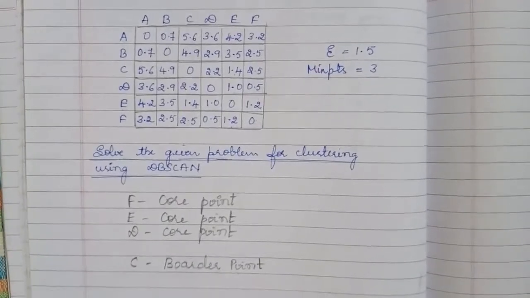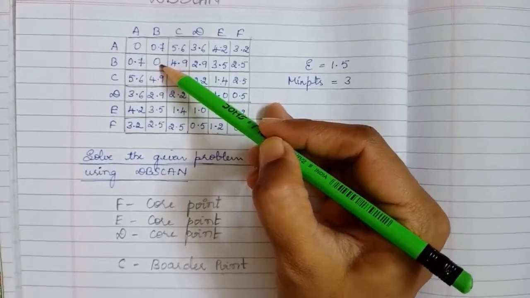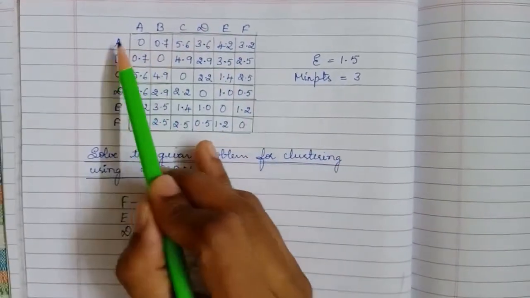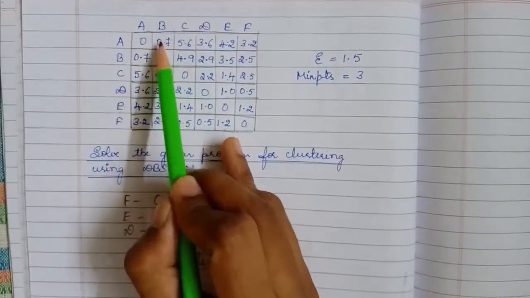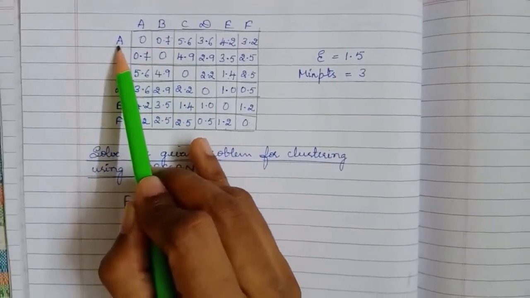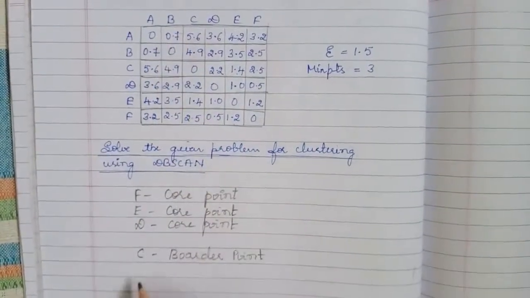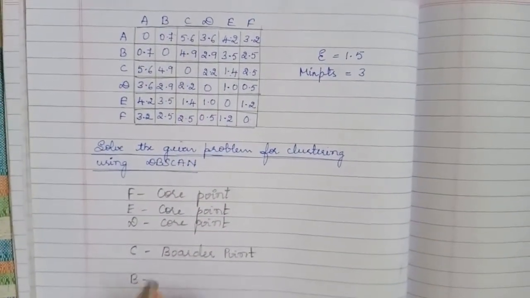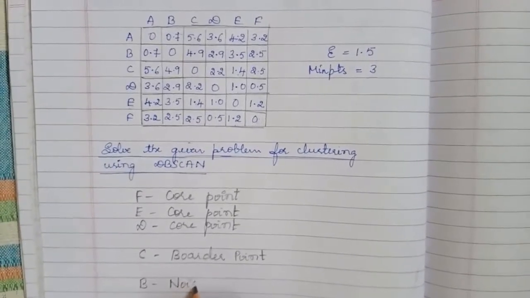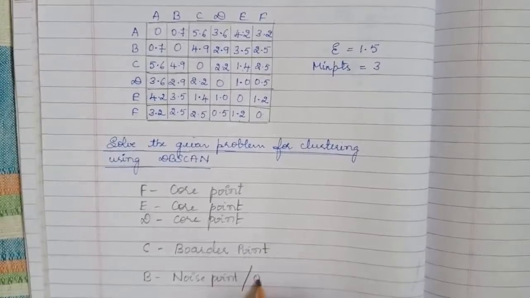Then we will visit point B. It has 2 points less than 1.5. The distance between A and B is 0.7, and 0.7 is with point A, which is not a core point. So this can't be considered. So we can say B is a noise point. You can call B a noise point or outlier.